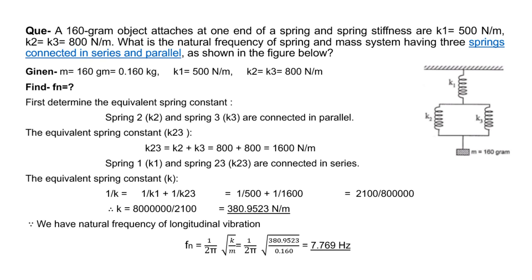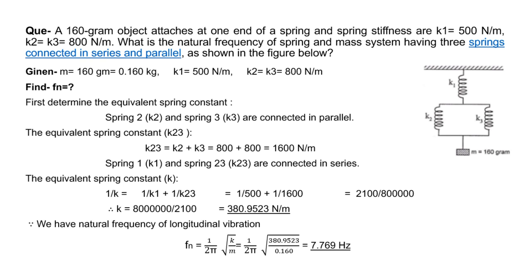First you have to find out the equivalent spring stiffness or equivalent spring constant of the system, then you can find out the natural frequency of the system. To find the equivalent spring stiffness, consider springs 2 and 3, which are connected in parallel. So what is the formula for the equivalent spring stiffness of a parallel combination? It is K23 is equal to K2 plus K3.